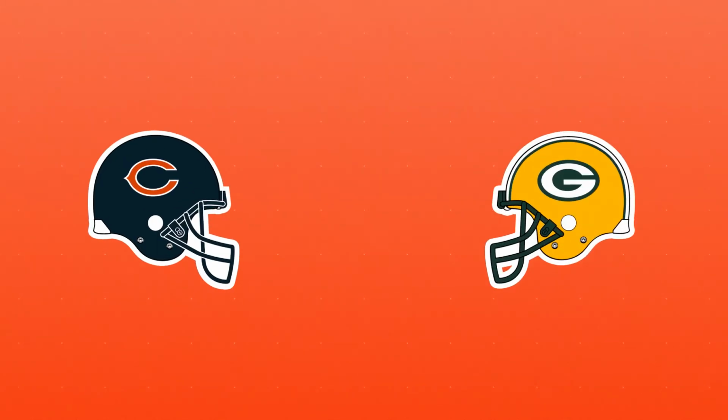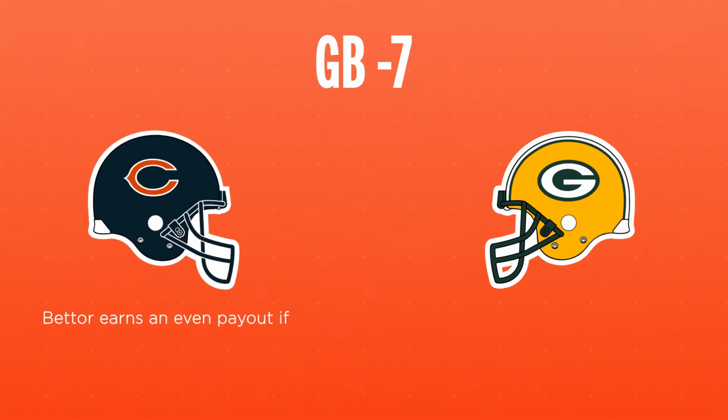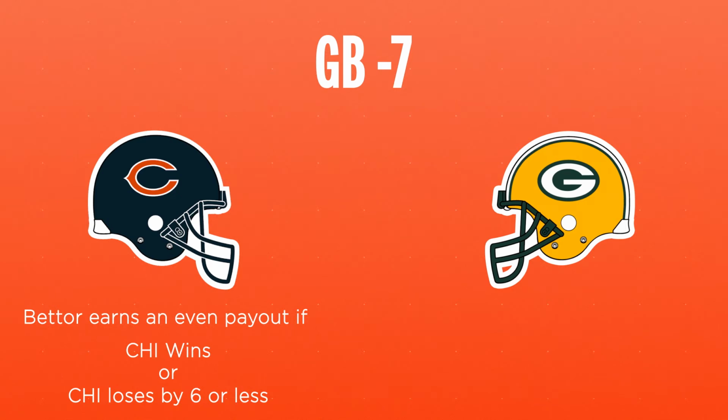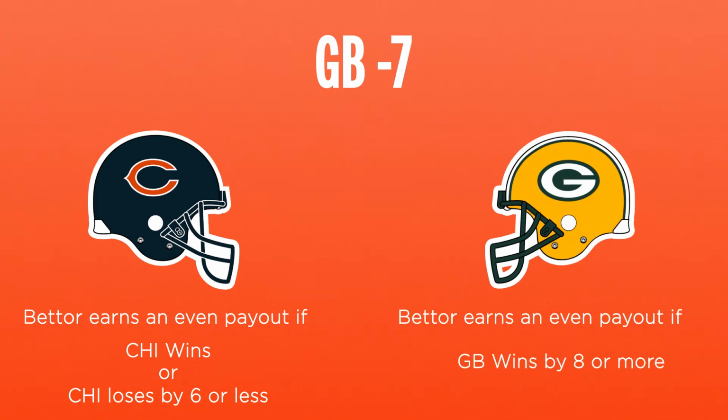For example, in a hypothetical NFL matchup between the Chicago Bears and Green Bay Packers, suppose the point spread is Green Bay -7. When placing a point spread bet on Chicago, a bettor earns an even money payout in the event that Chicago wins the game or loses by 6 or fewer points. A bet on Green Bay would cash if they win by 8 or more points. In this case, Green Bay is said to have covered the spread.